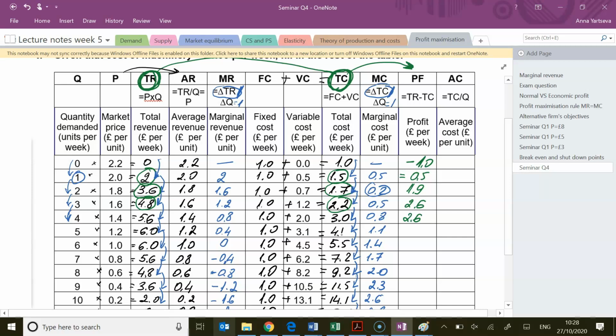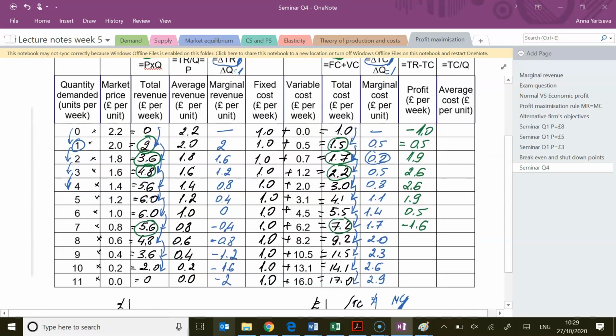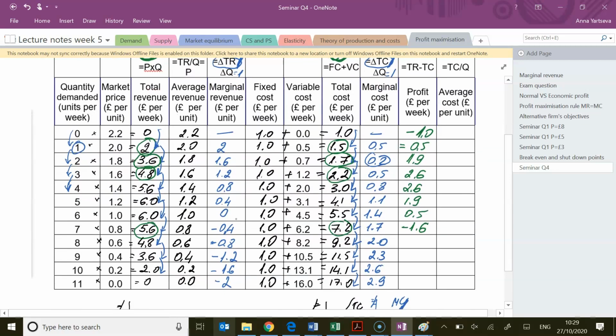£6 revenue minus 4.1 pounds cost, 1.90 profit. £6 revenue, 5.5 cost, 50p. Then 7.2 cost minus revenue gives a loss of 1.6. So we've started making losses, because when revenue is 5 and cost is 7, it obviously means that we are making losses. We are not covering all our costs by generating this small amount of revenue. Next, 4.8 pounds revenue, 9.2 pounds cost generates us a loss of £4.40, and so on.